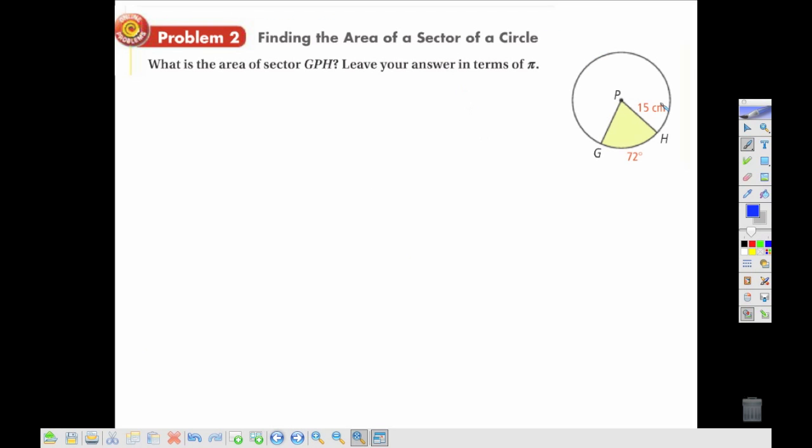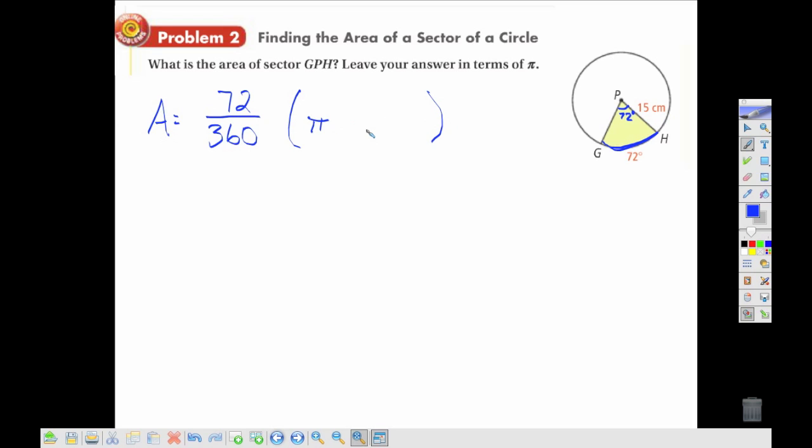So here's a problem where we have an arc of 72 degrees. Remember, our definition of an arc measure would mean that the central angle is also 72 degrees. And so the area of this sector would be, we would take our angle of 72 degrees to find out what fraction of the circle we have, and then we're going to multiply it by the area of the whole circle, which is pi r squared.